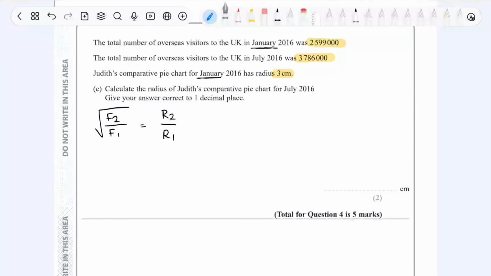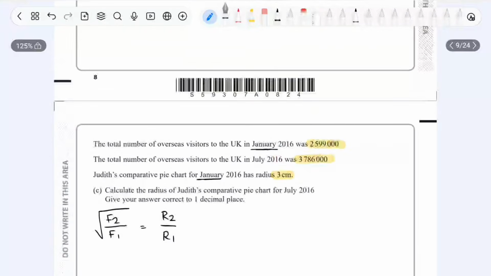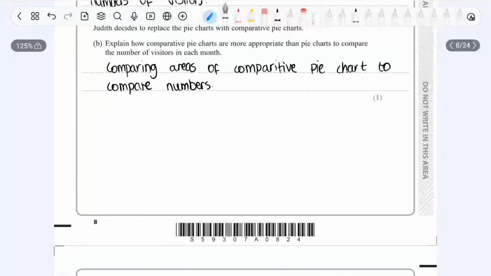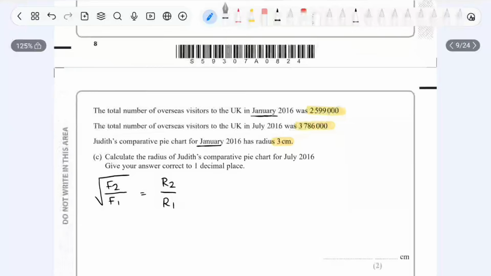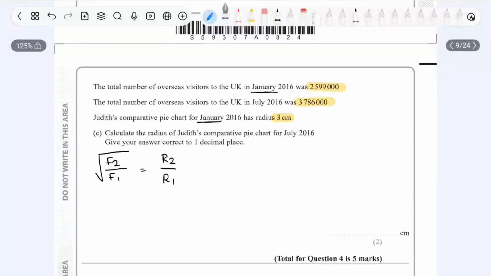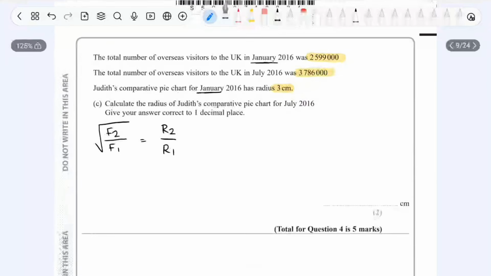If the radius is 3 for January 2016 and July 2016 has a higher population, well, the previous question just indicated that we use the areas to compare the numbers, so the radius naturally should be different, and we're going to basically link the radius using these. It's kind of complicated. I'm going to try and just do the question and it should make more sense.